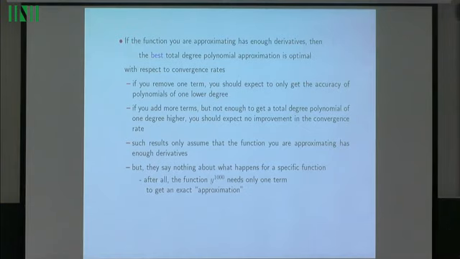But all of these results assume that the function you're approximating has enough derivatives, but they say nothing about what happens to the specific function you're approximating. For example, if I'm trying to interpolate the function y to the 1,000, well, I can get an exact approximation with only one term, just y to the 1,000. So more generally, you don't need all the terms for a specific function. These polynomials, as we saw in that table, can get huge in the number of terms. You may not need them all to approximate your function. But you have to use the specific function you're approximating in some way to be able to do that.